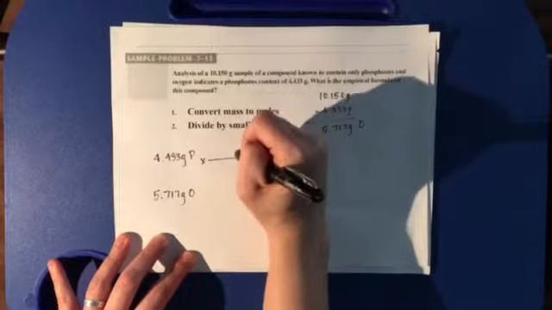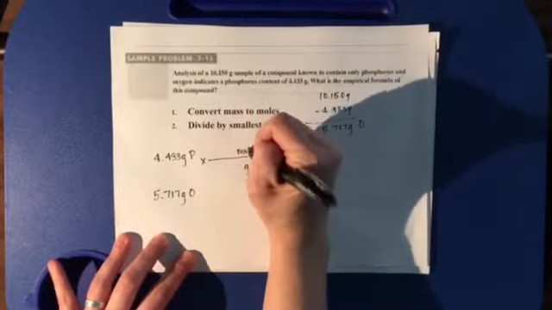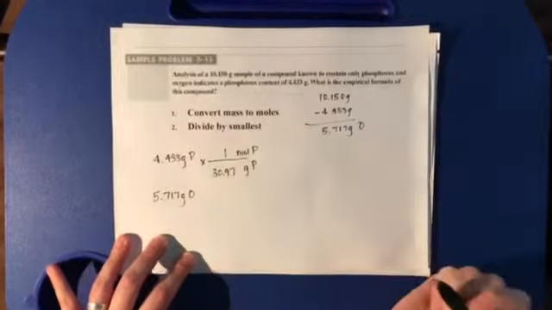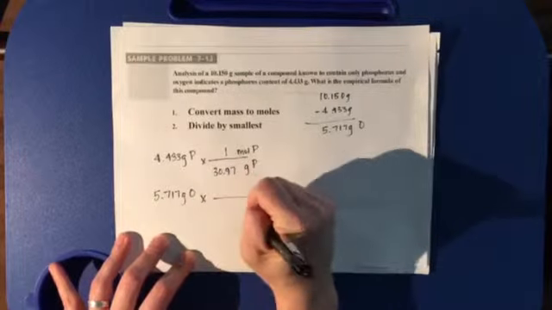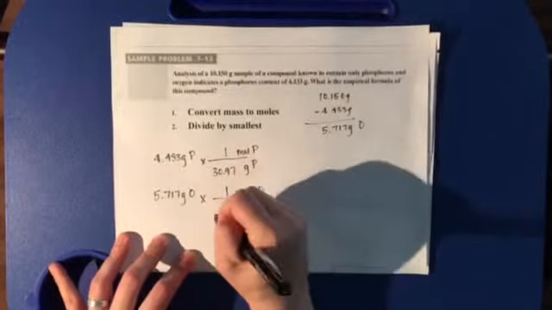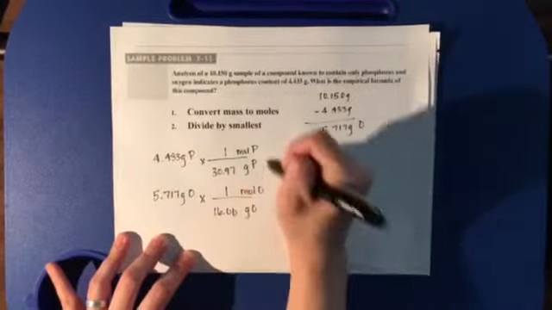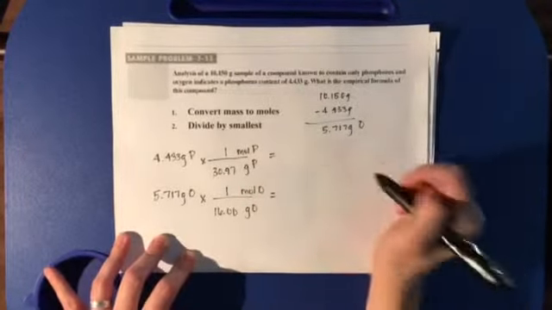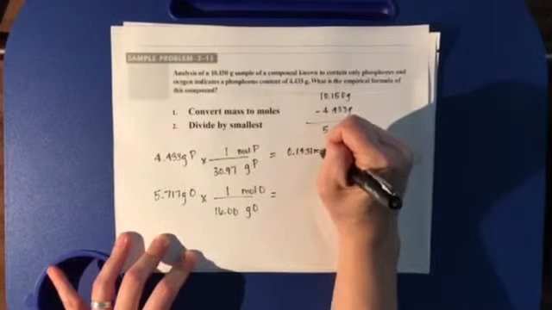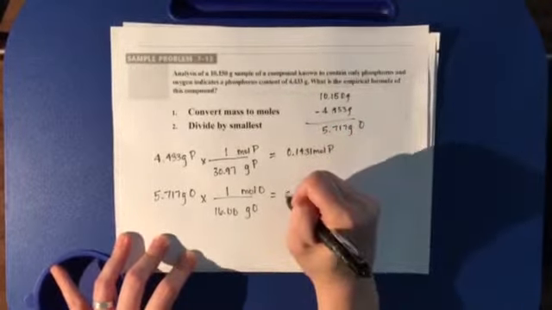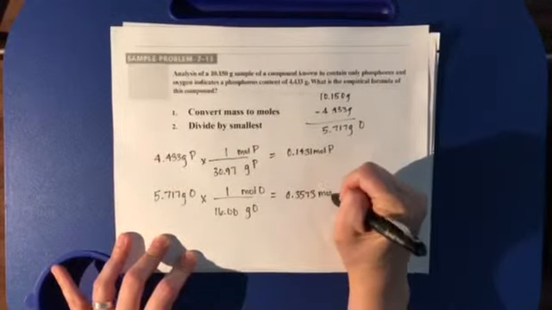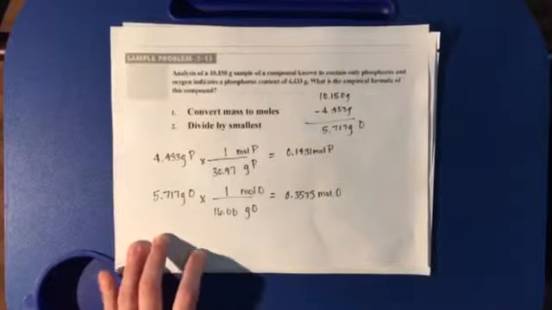Grams of phosphorus, moles of phosphorus. For every 1 mole, we've got 30.97 grams. Grams of oxygen, moles of oxygen. For every 1 mole, we've got 16.00 grams. Put that in my calculator: 0.1431 moles of phosphorus, 0.3573 moles of oxygen.